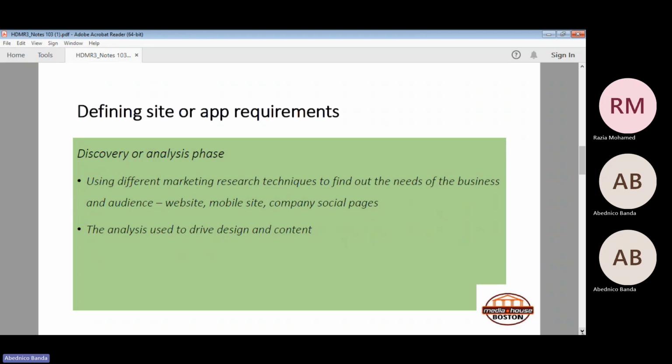You do not just say because red has been my favorite color since I was a child, or because pink, I'm more associated with this color, so I'm going to use these colors on my website. That's not discovery. Discovery looks out for the needs of the business and the audience. What is it that is going to make sense, and what is it that is not going to make sense? So whatever you come up with in the discovery or analysis phase must be able to determine the design and the content of your site.